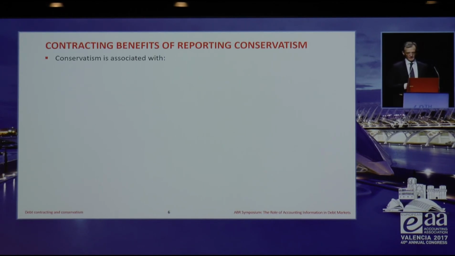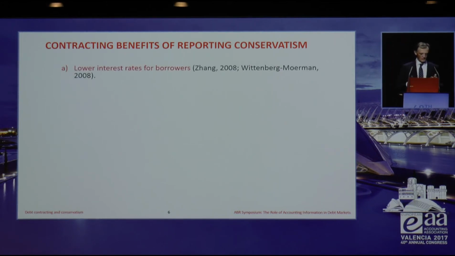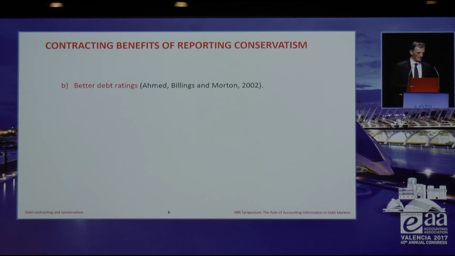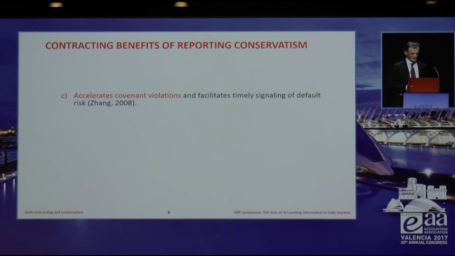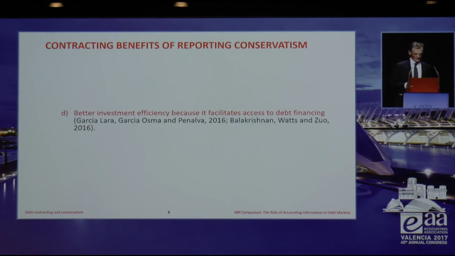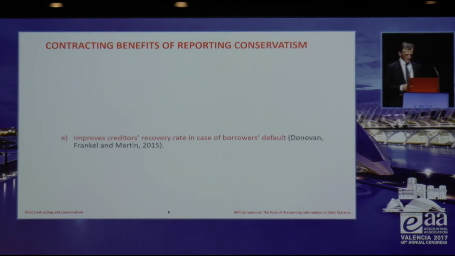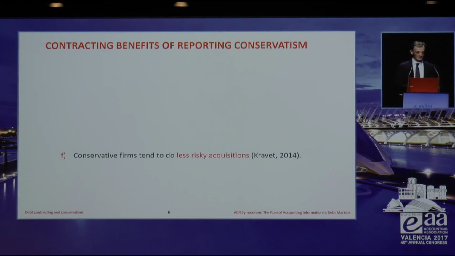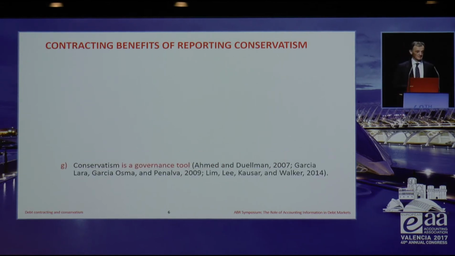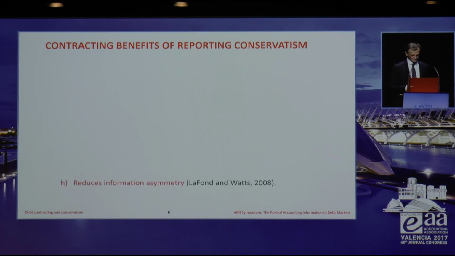So what are the other contracting benefits of conservatism documented by empirical research? Conservatism is associated with lower interest rates for borrowers, better ratings for conservative firms. Conservatism accelerates covenant violations and facilitates the timely signaling of default risk. Conservatism improves investment efficiency because it facilitates access to debt financing. Conservatism also improves creditors' recovery rate in case of borrower's default. Conservative firms tend to do less risky acquisitions. Conservatism is a good governance mechanism. And conservatism reduces information asymmetry, as we have seen before.